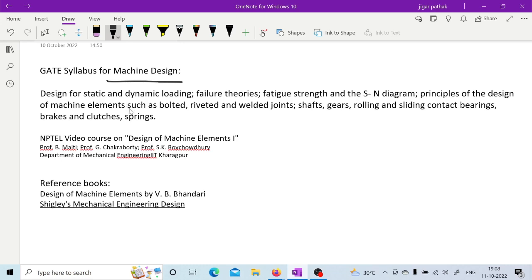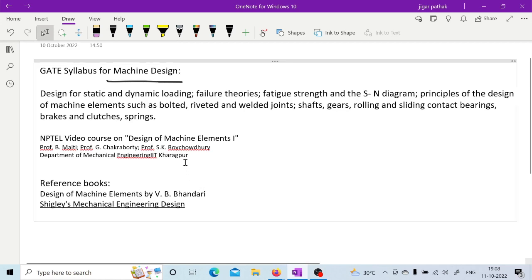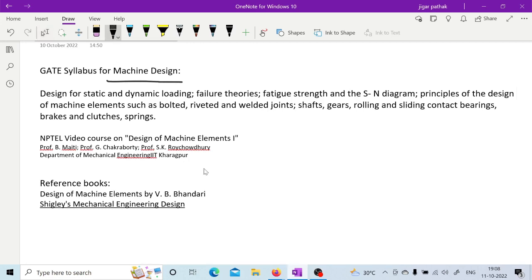Previously we have seen theory of machines. Now for this particular subject you can refer to the NPTEL video course on Design of Machine Elements 1 by Professor Chakrabarti and Professor Roy Chaudhary. They are from IIT Kharagpur, and as reference books you can go for Design of Machine Elements by V.B. Bhandari, and Shigley's Mechanical Engineering Design.